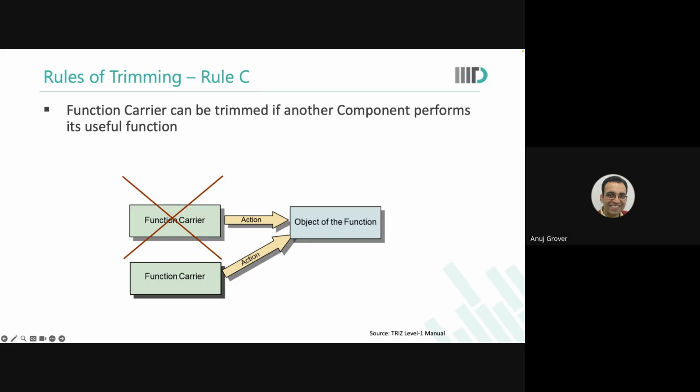We'll come to that. His question is, how do I identify, of these two carriers, which one to trim? See, we just did the value of every component. So low value components need to be trimmed out. And when you assign their function to another, already high value component, its value goes up.